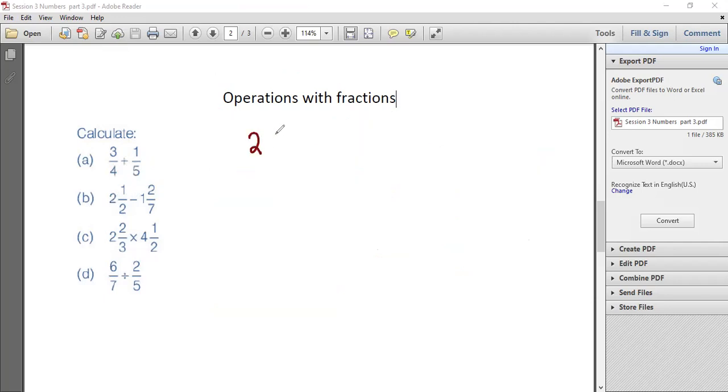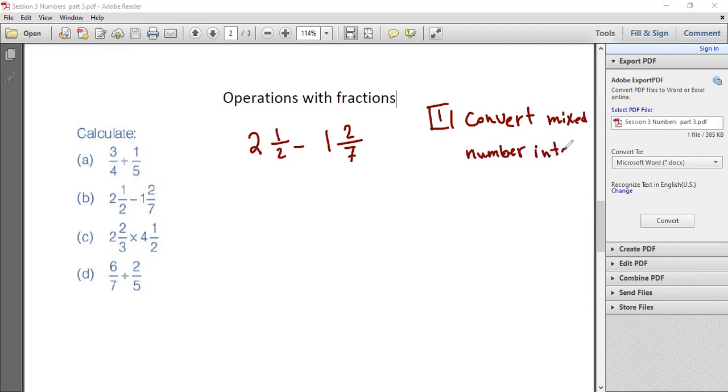So let's do this one: 2.5 minus 1 and 2 over 7. First step, convert a mixed number into an improper fraction.